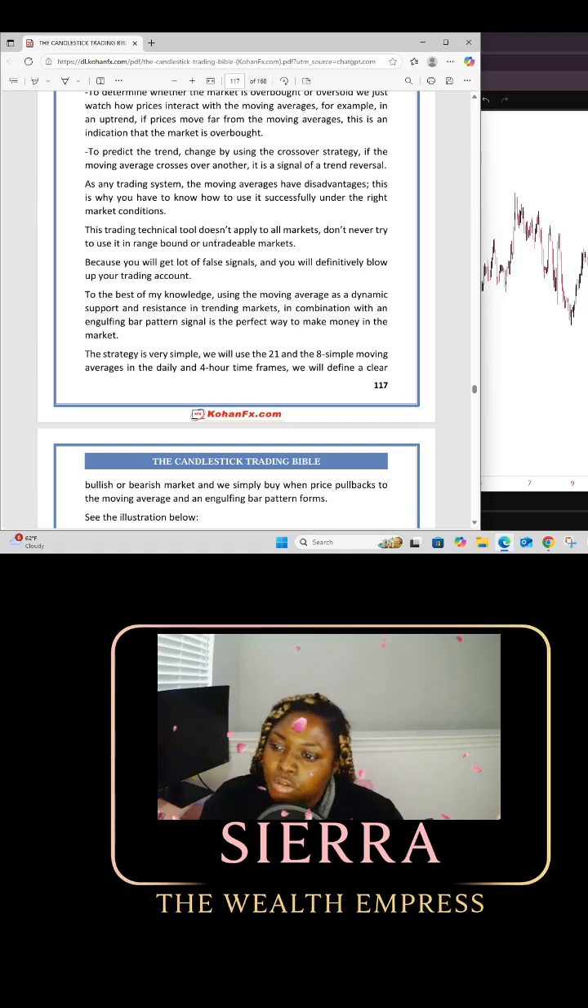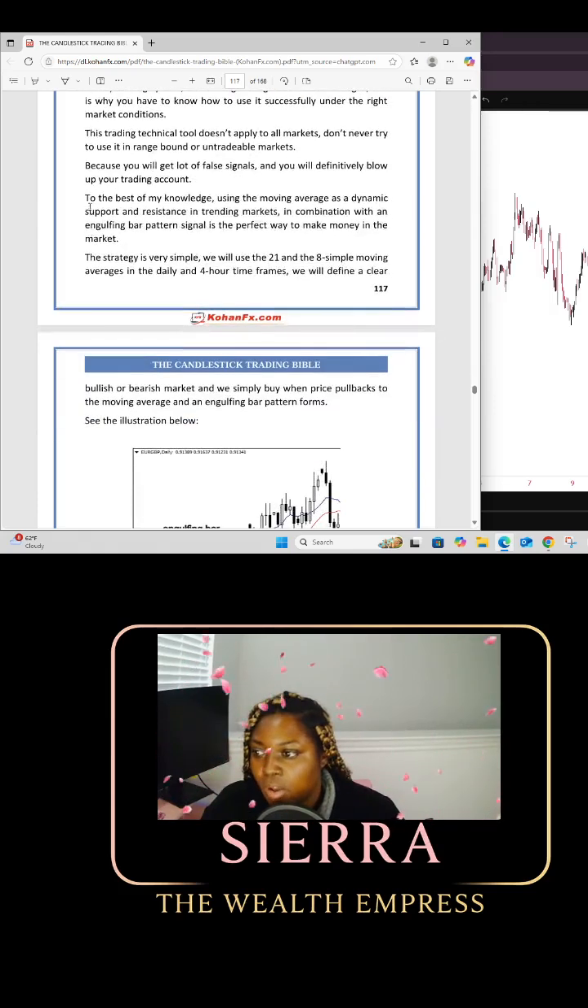This trading technical tool doesn't apply to all markets. Don't try to use it in range bound or untradable markets because you will get a lot of false signals and you will definitely blow up your trading account. To the best of my knowledge, using the moving average as a dynamic support and resistance in trending markets in combination with an engulfing bar pattern signal is the perfect way to make money in the market. The strategy is very simple.